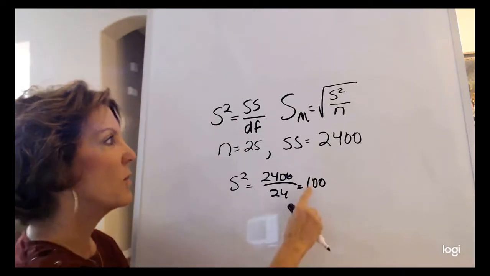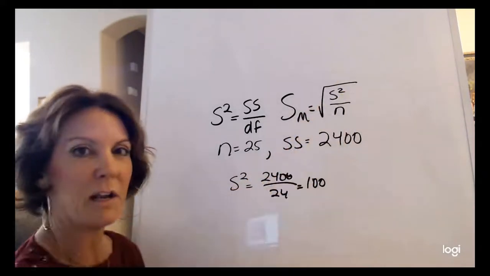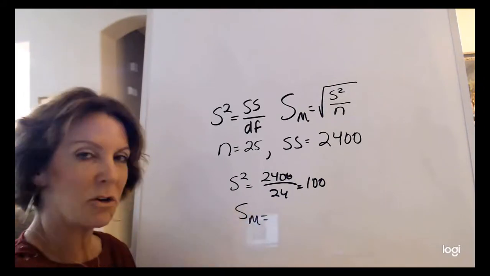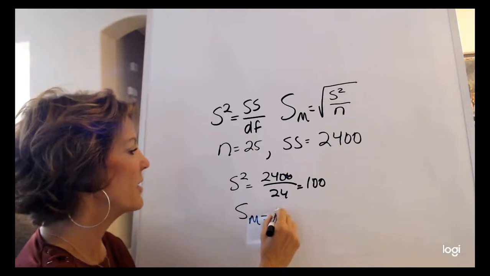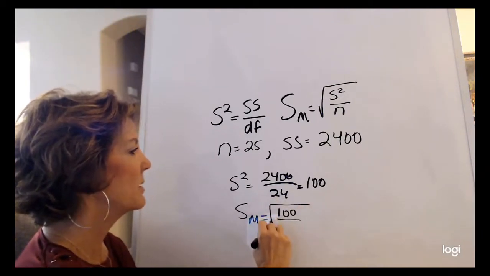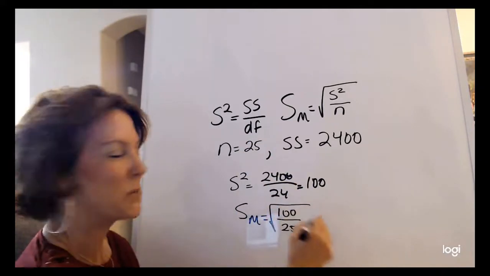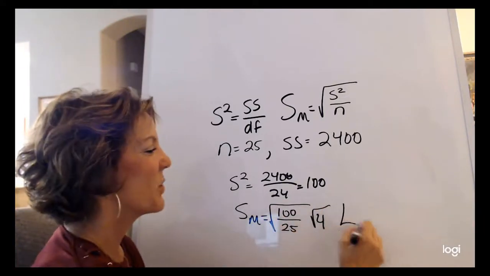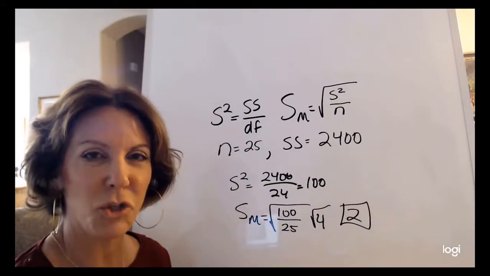Okay, now that we know our variance, we put it here. We take the square root of our variance divided by our n. So that's going to give us our estimated standard error. So I'm going to take my variance of 100. I need to put this all in a square root, divide it by my n of 25. 25 goes into 100 4 times, so I'm looking for the square root of 4. So our estimated standard error in this case is 2.